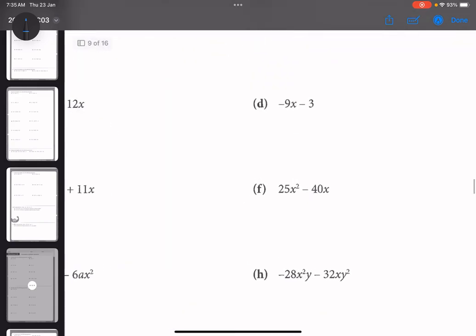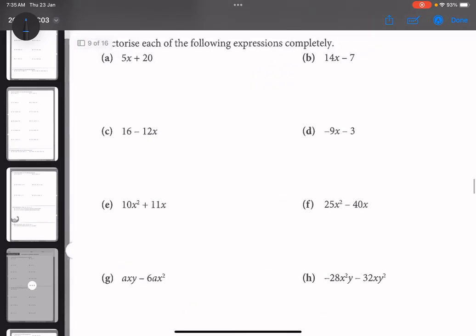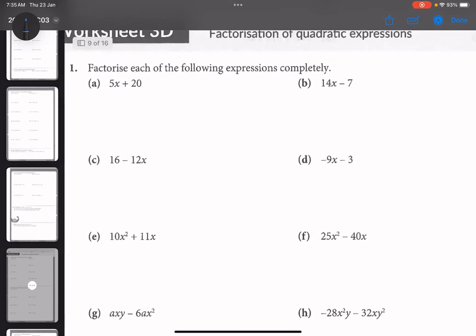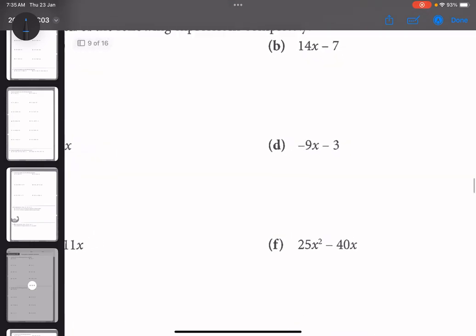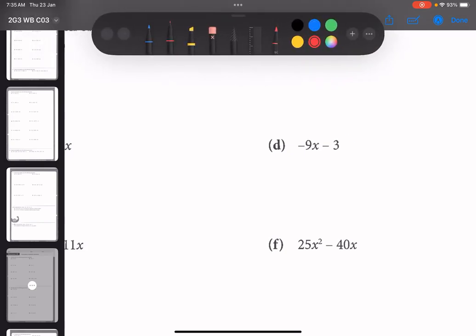3D, taking out common factor. Questions that I want to highlight to you are questions like question D. The minus sign is very obvious that it's common, so I would need you to take it out. The common factor for questions like 3D would be not just a 3, it is a minus 3.